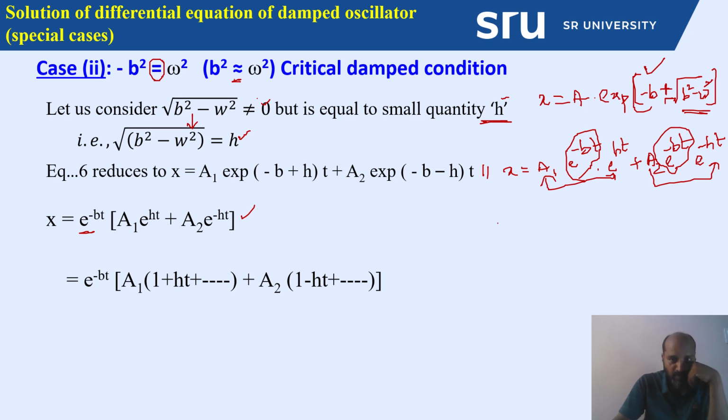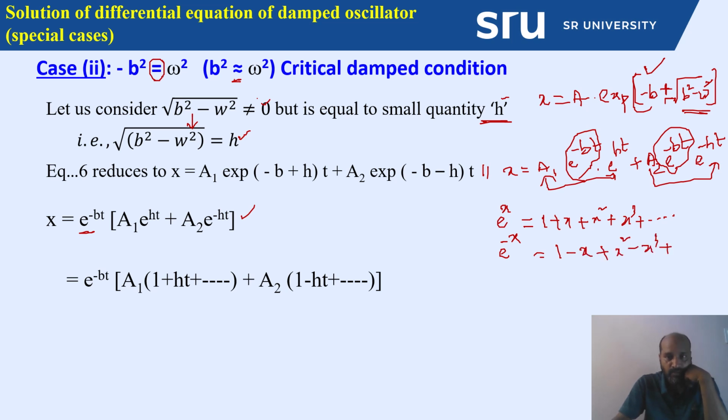I mean e to the power of x, let it be the exponential function. Its expansion is 1 plus x plus x square plus x cube and so on. And if it is e to the power of minus x, it is alternately plus and minus. First term is plus, and then second term will be minus x plus x square minus x cube and so on. However, you are neglecting these higher order terms. You are taking only the first order terms.